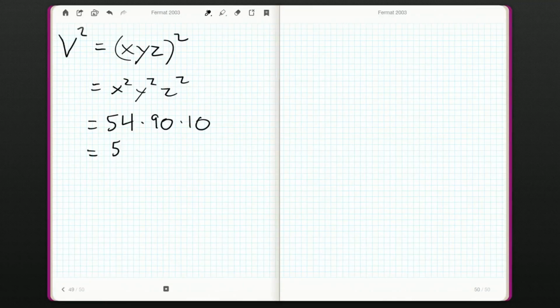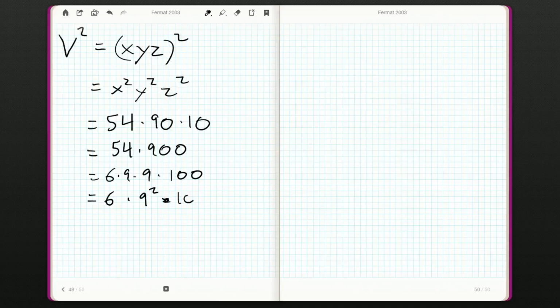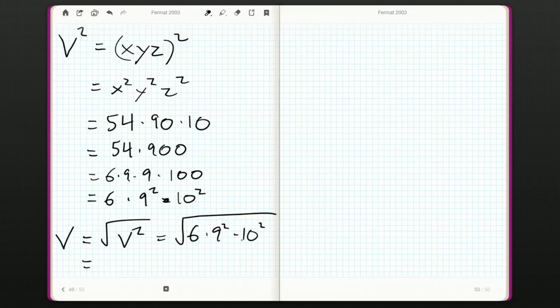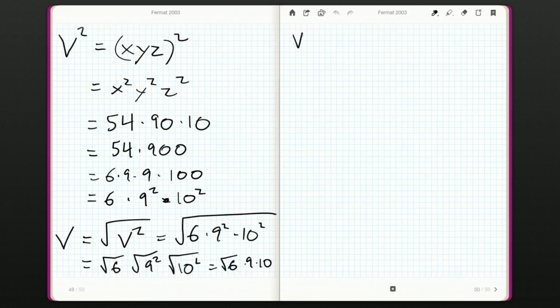And so that's 54 times 900. And 54 is 6 times 9. And 900 is that. So I get 6, I get 9 squared, and 100 is 10 squared. So the volume is the square root of the volume squared, and I just figured out that that is 6 times 9 squared times 10 squared. I was going to reach for my calculator, but I can leave it factored like this. Square root of 9 squared, square root of 10 squared. So square root of 6 times 9 times 10. The volume is going to be 90 times the square root of 6.